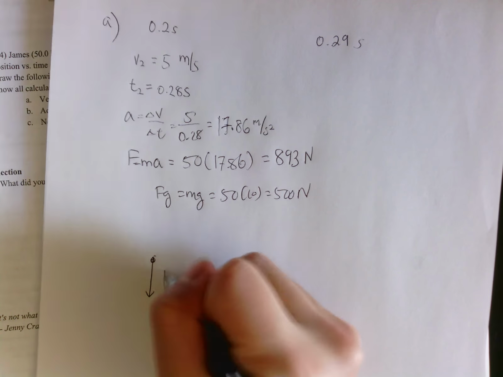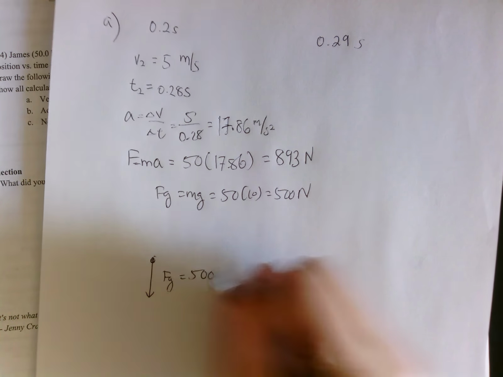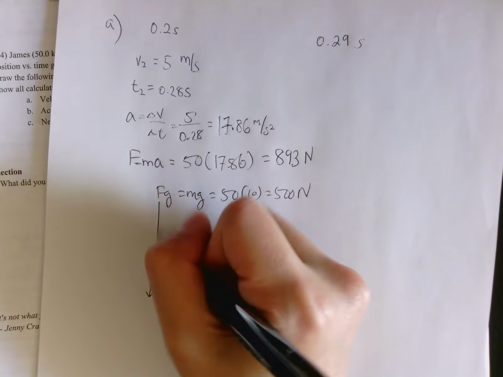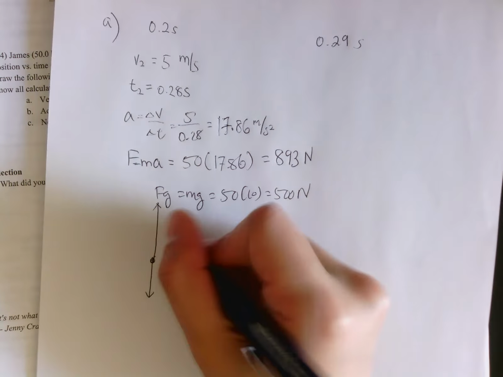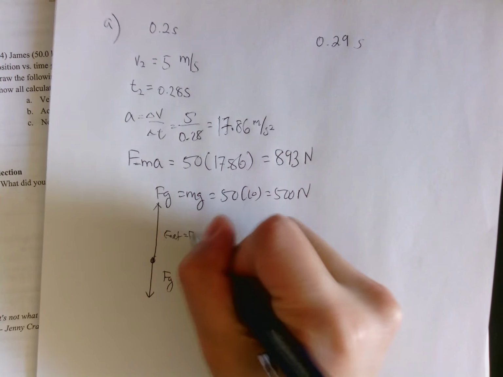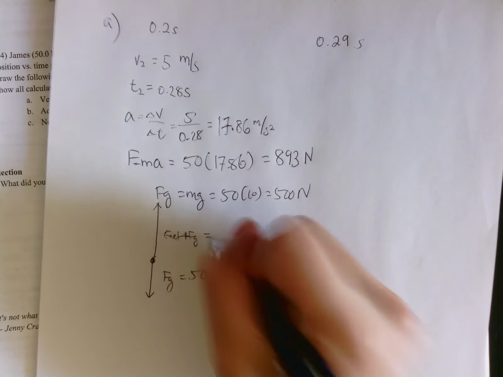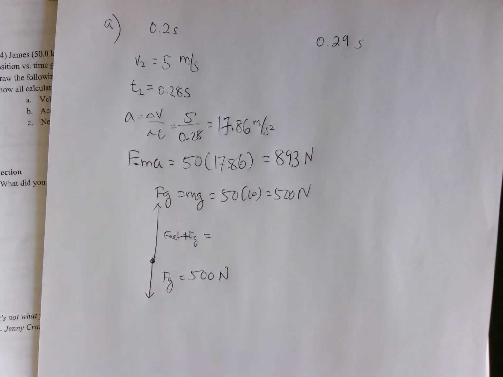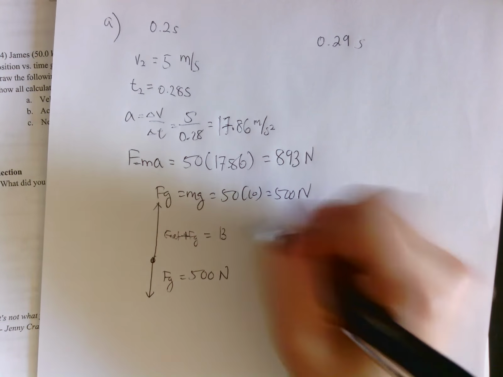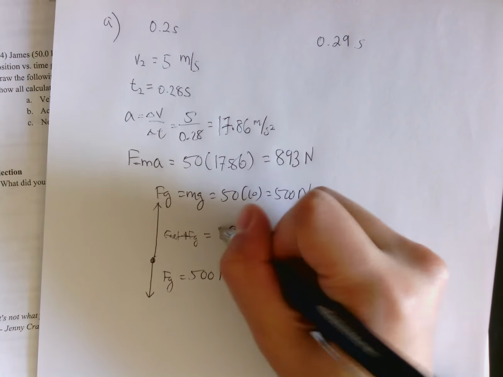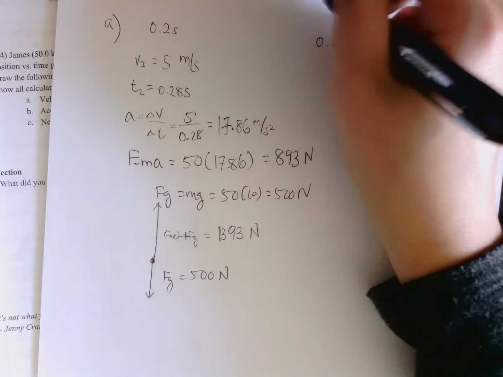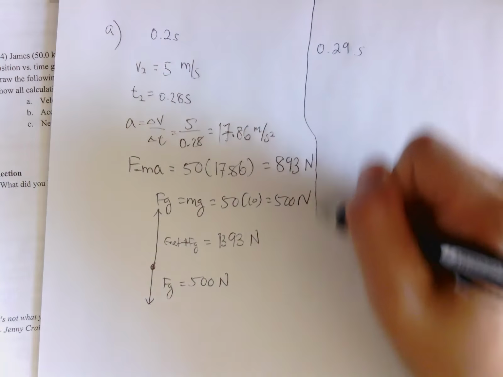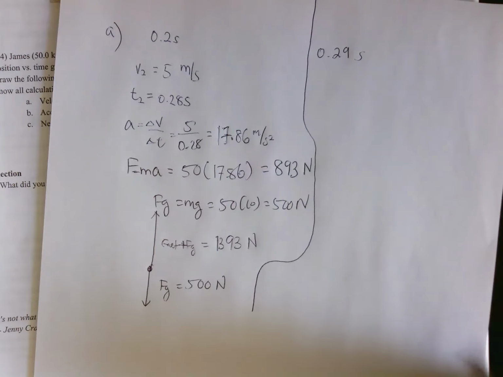So downward force, Fg, is equal to 500 newtons, and the normal force is equal to F net plus Fg, because it must overcome Fg, which is equal to 1,393 newtons. So that's at time 0.2 seconds, because he's still pushing. And this is assuming constant acceleration.